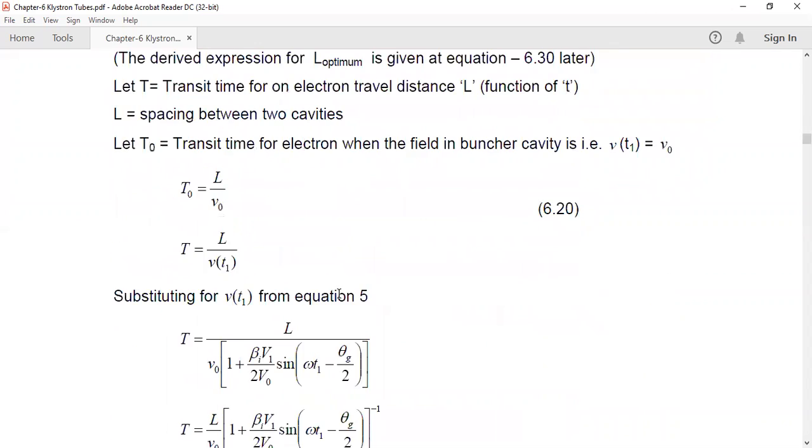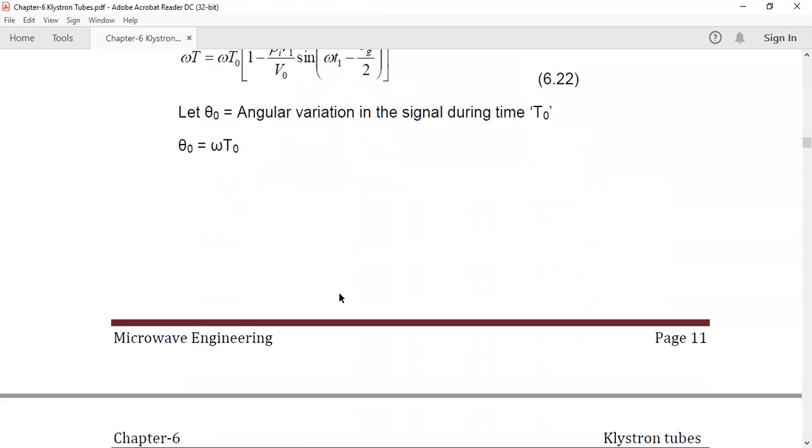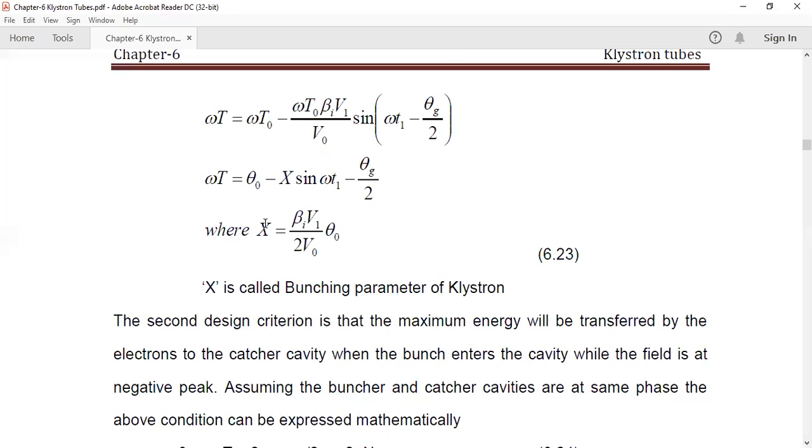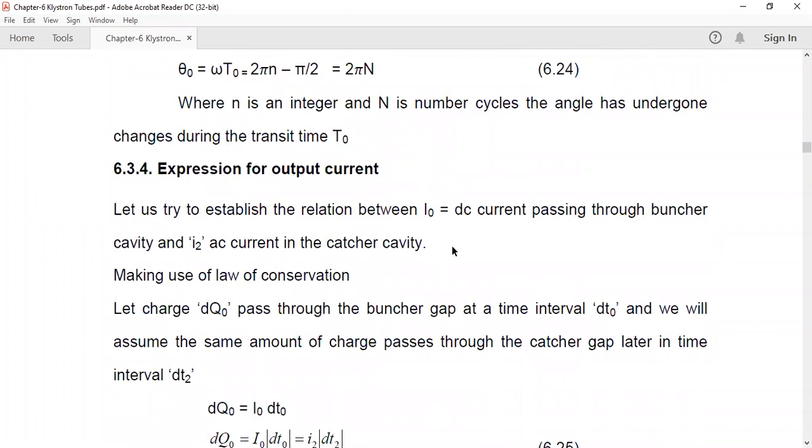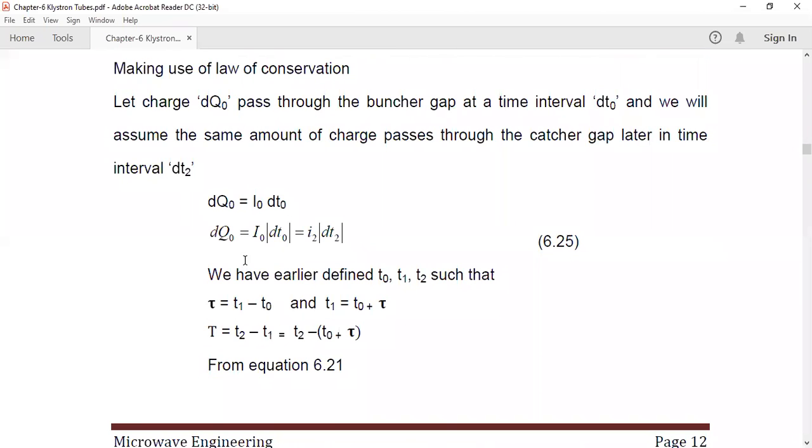So this is not that much important, just go through that. This is the bunching parameter: x is equal to beta I V1 by 2 V naught into theta naught. This is a part of our equation only. So the expression for the output current, this is the general equation.